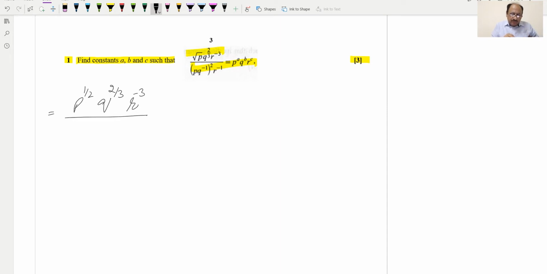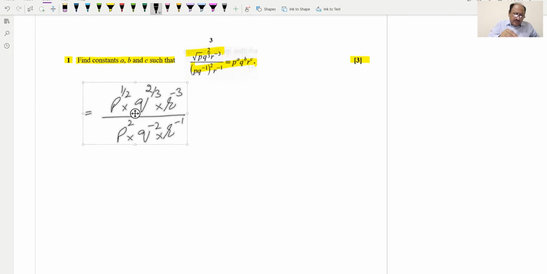over p squared, and q raised to the power minus 2, and r raised to the power minus 1, and these are being multiplied, so I will add a multiplication sign for your understanding. This is what we have taken as the left hand side, and we will find the values of a, b, c by comparing it with the right hand side.